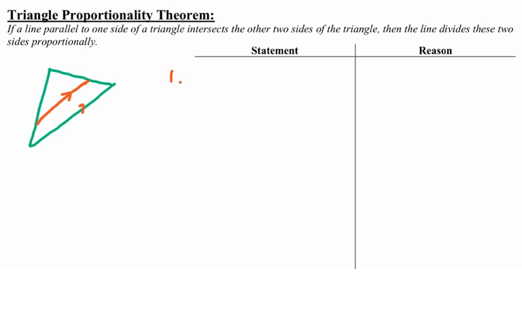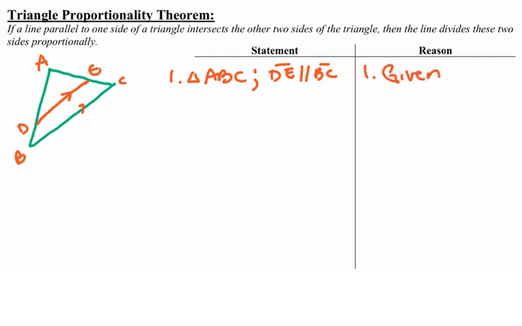Okay, so I'm going to label my triangle ABC, so I'm going to say triangle ABC, and we're also going to need to label that, and we're going to say DE is parallel to BC. That's given, that's part of the given in the theorem.